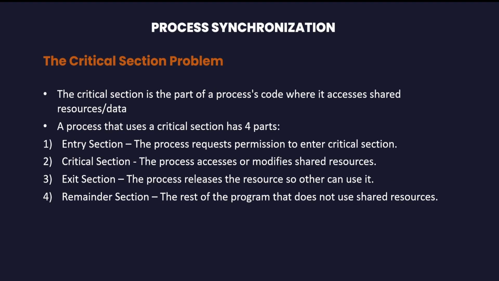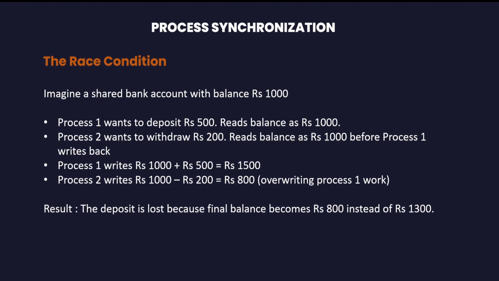The critical section problem. The critical section is the part of a process's code where it accesses shared resources or data. For example, we saw here two processes trying to update the same bank account simultaneously. Therefore, it led to incorrect results as the access was not controlled.